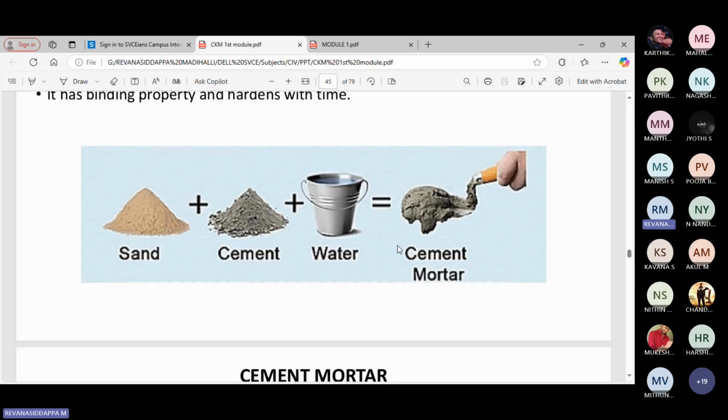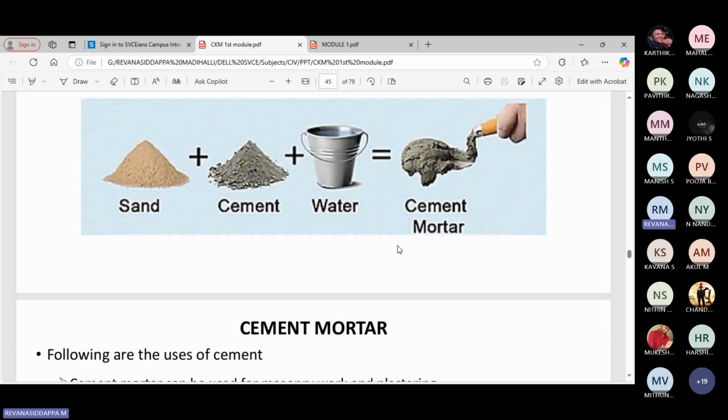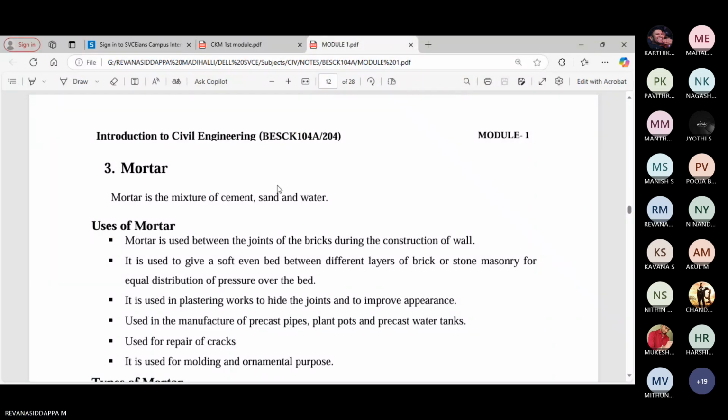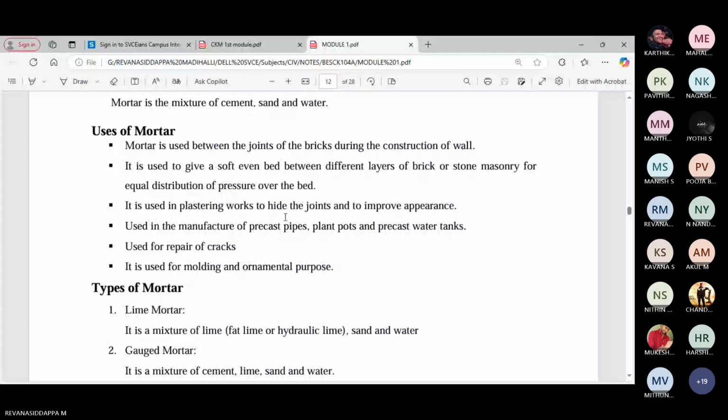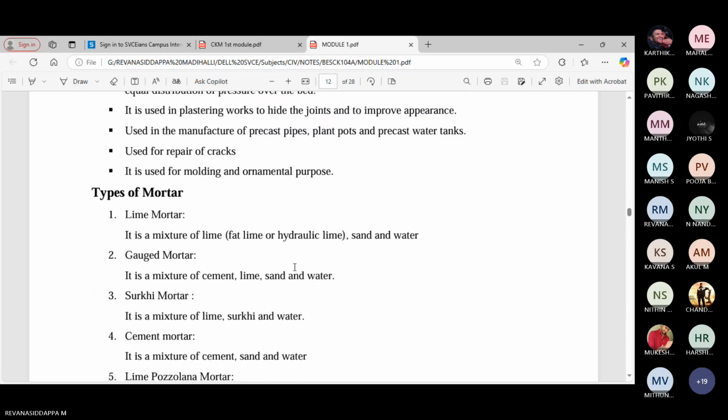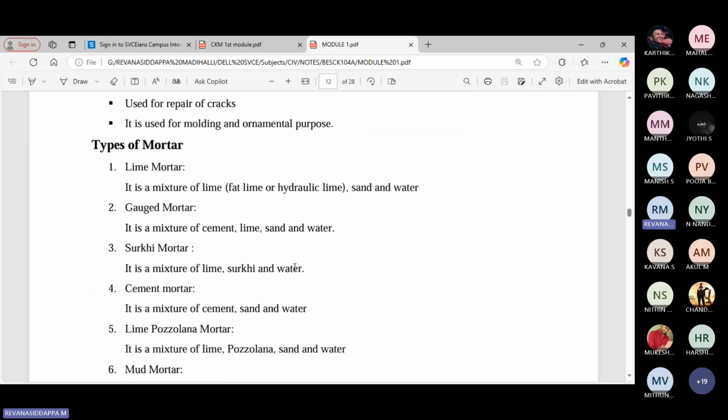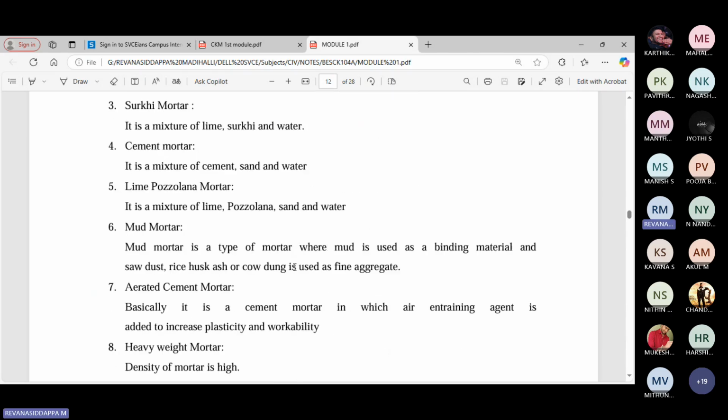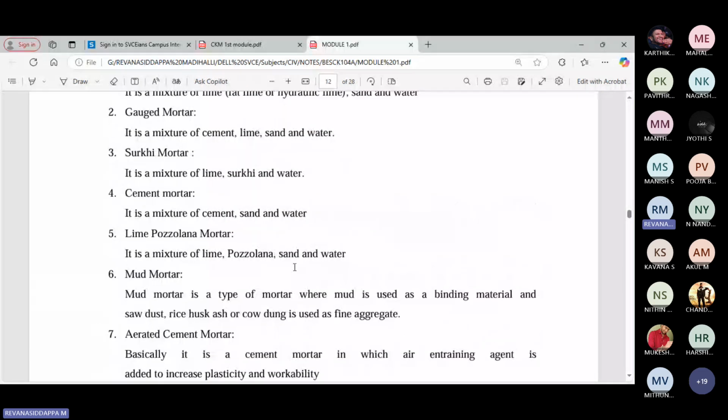So this is how this cement mortar has various applications. Coming to the uses of mortar, I have already discussed: plastering work, manufacture of precast pipes, repair of cracks, and ornamental purposes. Then coming to the types of mortar, there are a total of 9 different types of mortar.